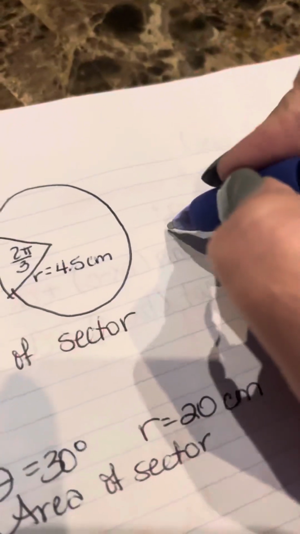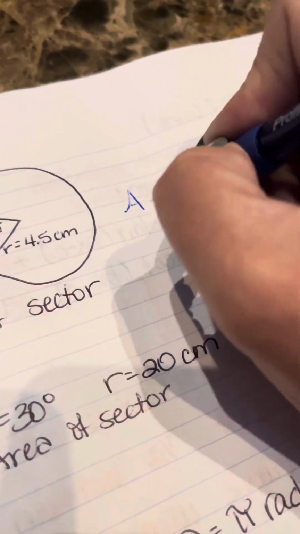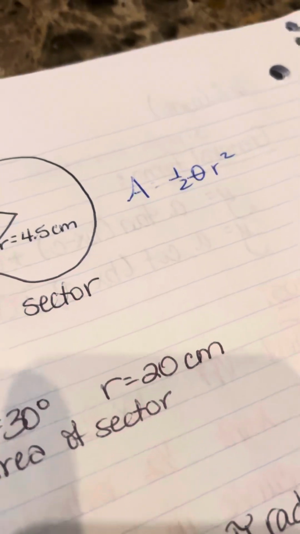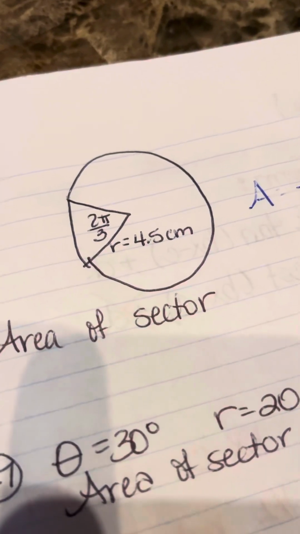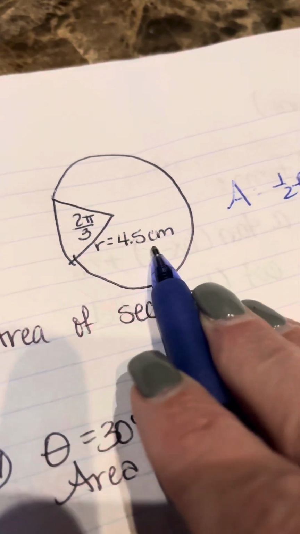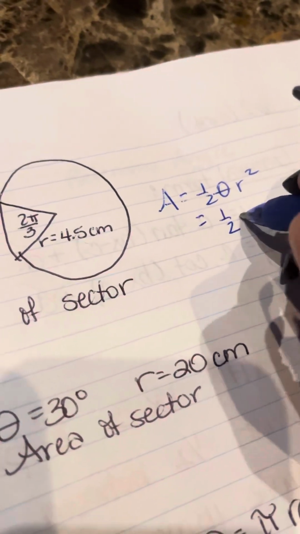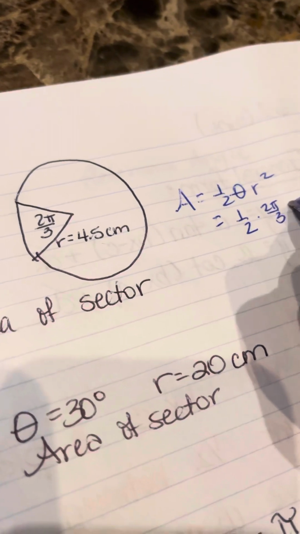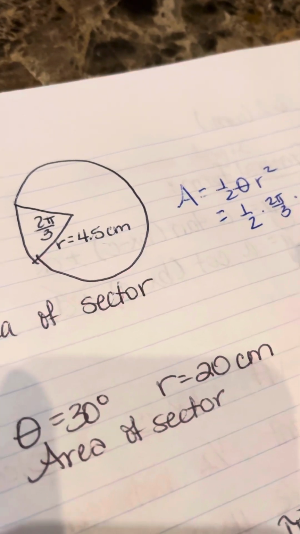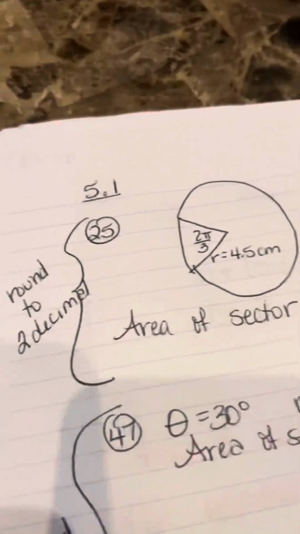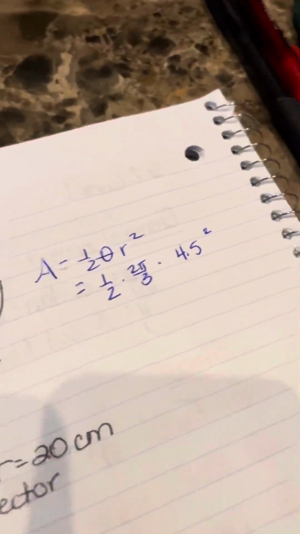In order to use that formula, we have to have theta. It has to be in radians, and we have to have r. They gave us theta. It is in radians, and we have r. So we have 1/2 times 2 pi over 3 times 4.5 squared. And they wanted this to be rounded to 2 decimal places.